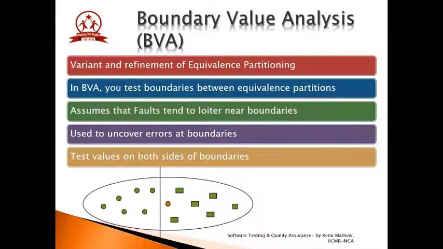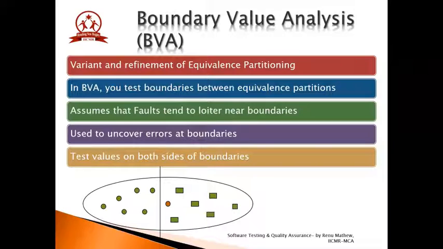Now let's go to the second test design technique under black box testing technique. Boundary value analysis is a variant and refinement of equivalence partitioning. In BVA, that is boundary value analysis, you test boundaries between equivalence partitions. It assumes that fault tends to loiter near boundaries and is used to uncover errors at boundaries. It tests values on both the sides of the boundaries.